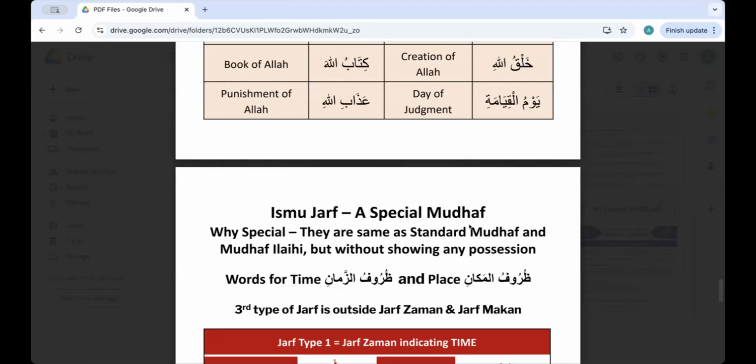Before. Qabla. Ustad, go to the next box, please. Time is running fast. Let him finish. We got time. Timing is important. Okay, I just finished this line, brother.